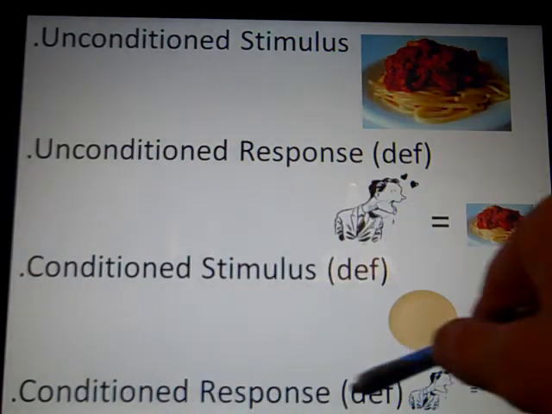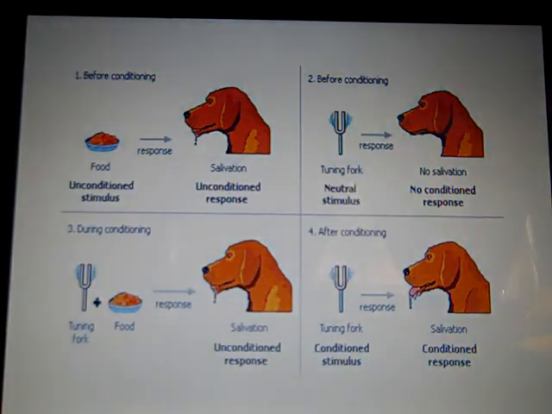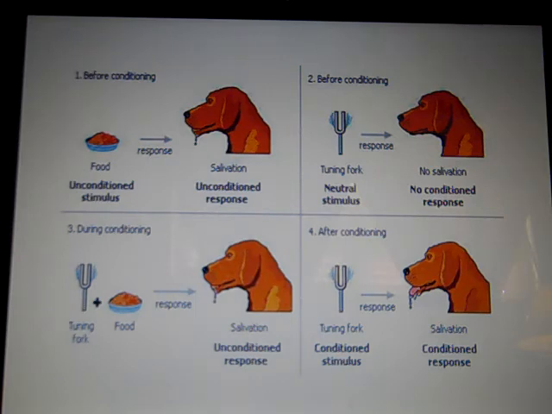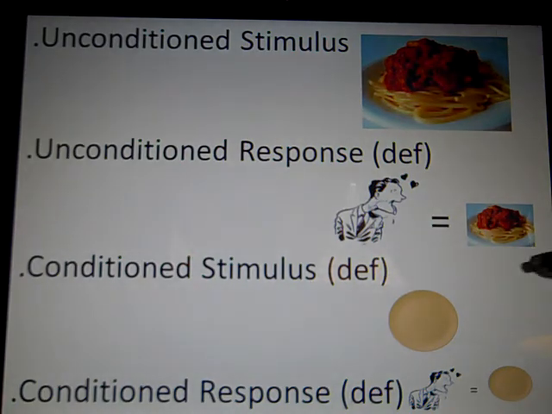So my learned response, or the conditioned response, is to salivate not to the spaghetti, but just simply to the plate. So again, in other words, let me back up again. In this example, in order for classical conditioning to work, the dog has to associate the food with the tuning fork. If he doesn't, then classical conditioning will not work. So again, to repeat that, I can't say that enough. The unconditioned stimulus has to be linked or paired with the conditioned stimulus in order for this type of learning to work.